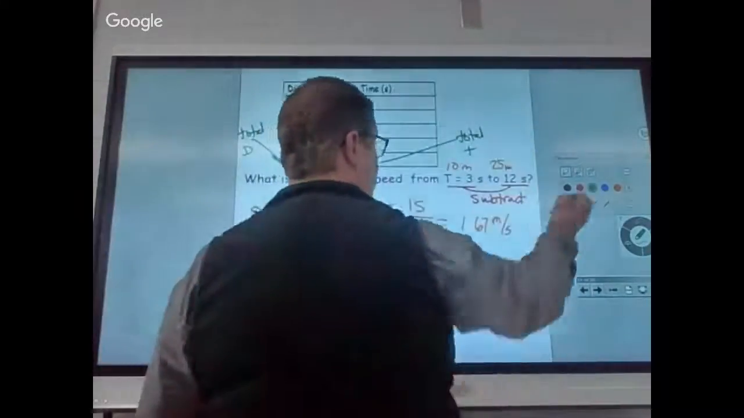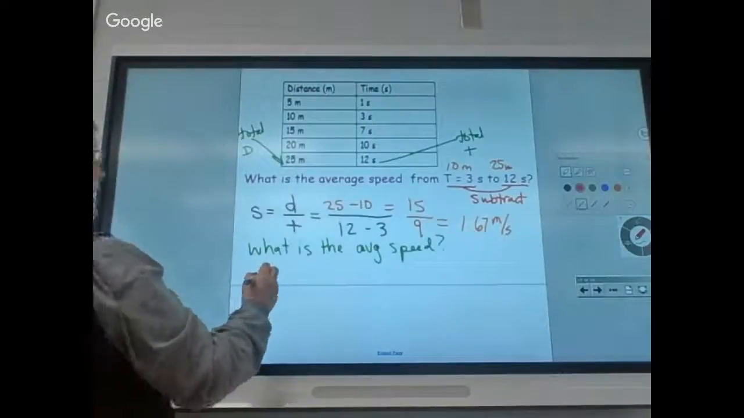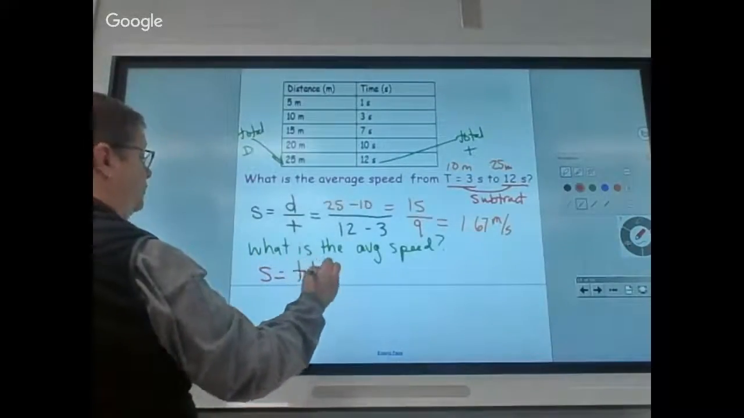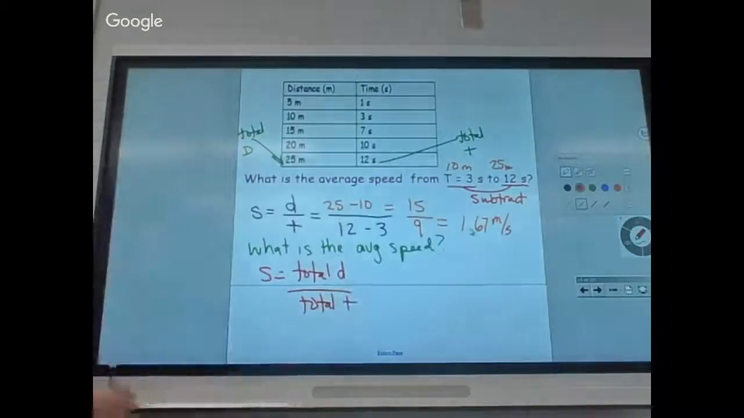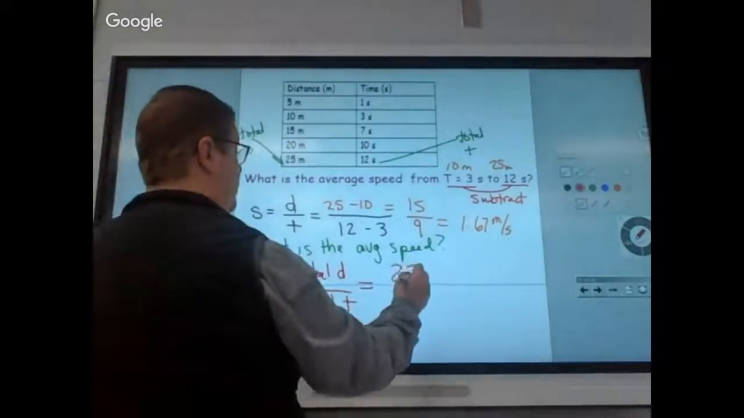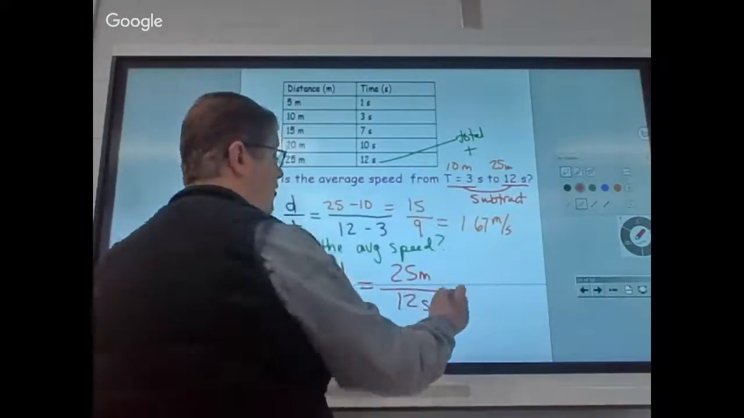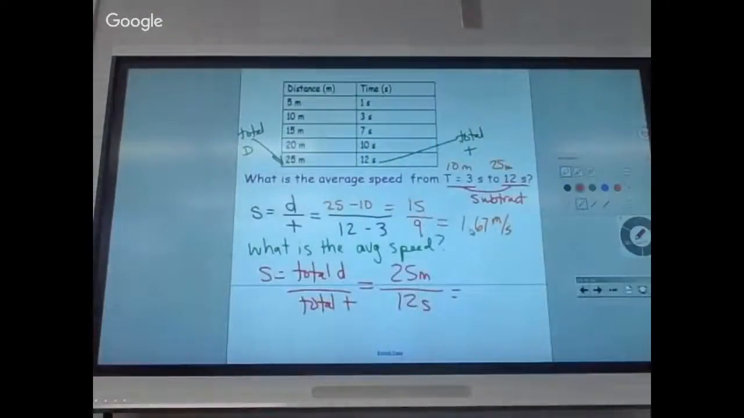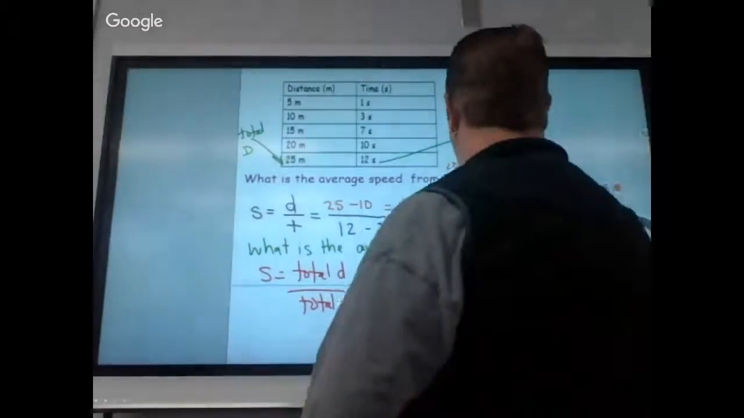Okay? So, for those of you who didn't get all the way through the notes, because there's a couple of you who didn't, speed is the total distance over the total time. You don't add up all the distances. These are like split times. So go to the bottom. The total distance is what? 25. The total time is what? 12. And then you can figure it out. So 25 divided by 12, 2.0 roughly, and then meters over seconds.